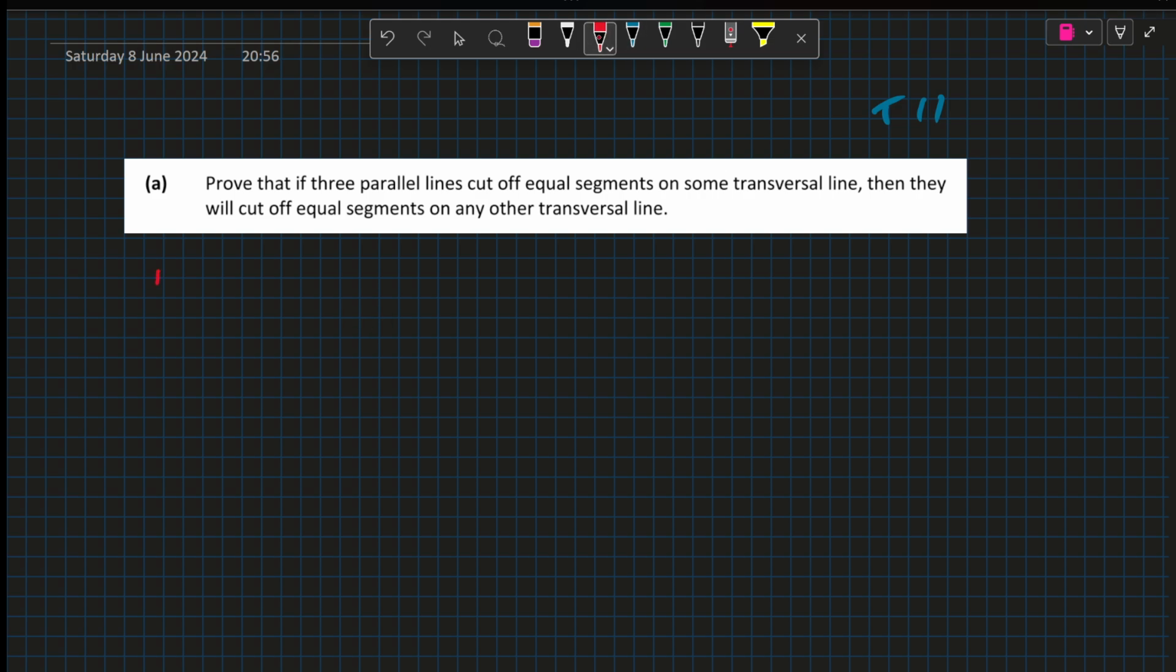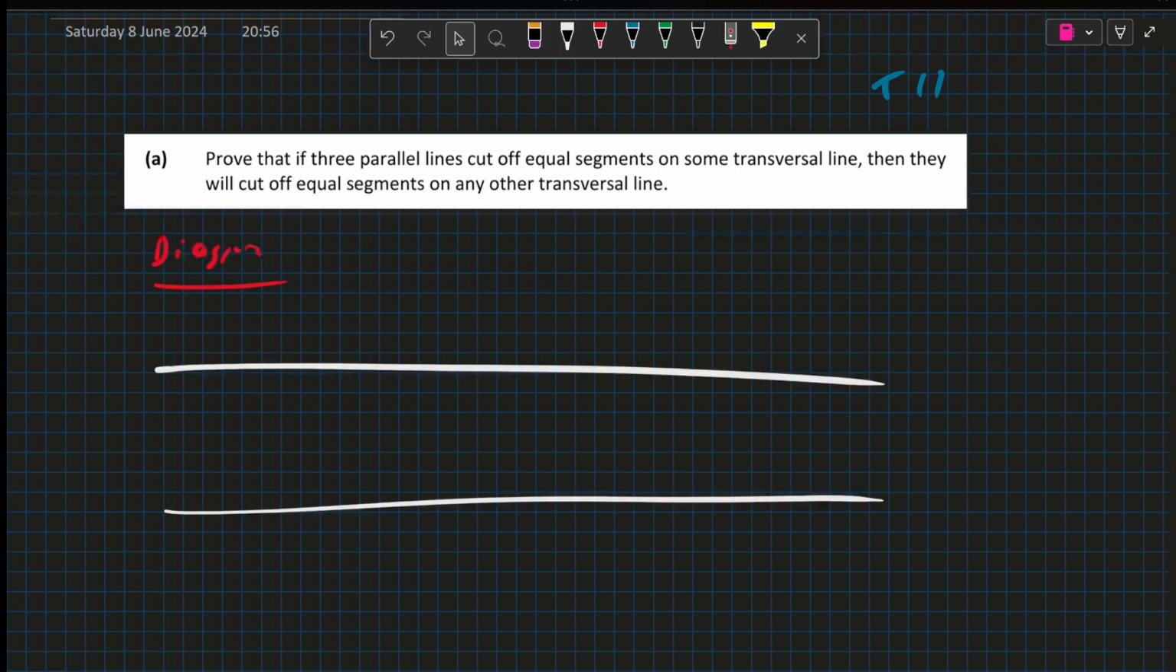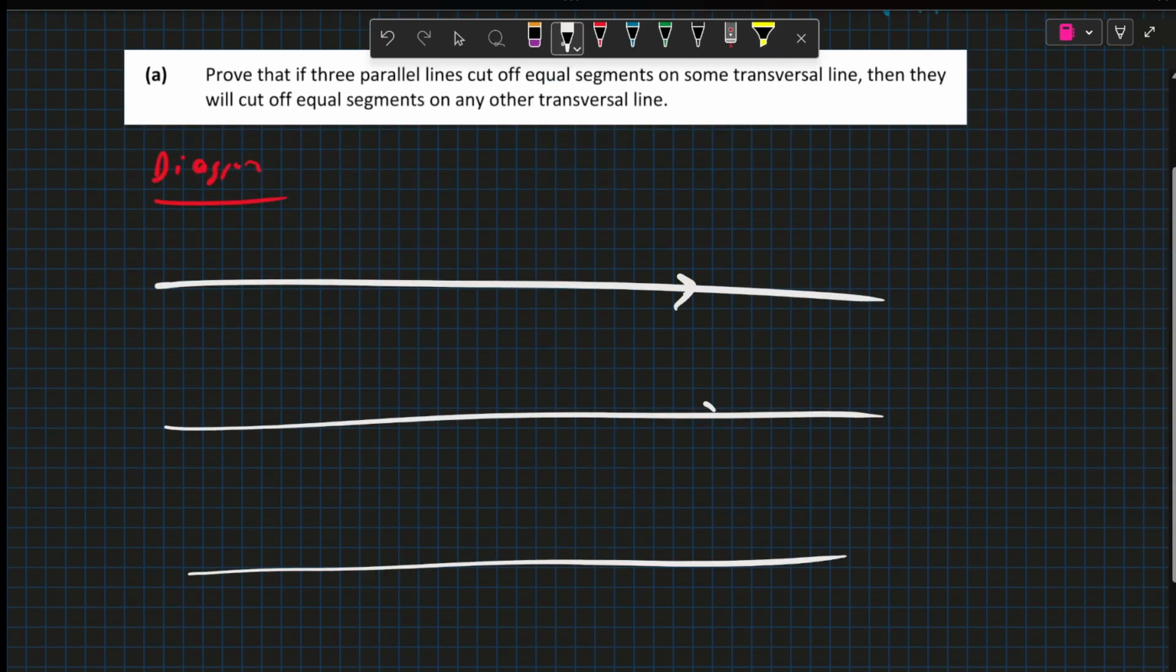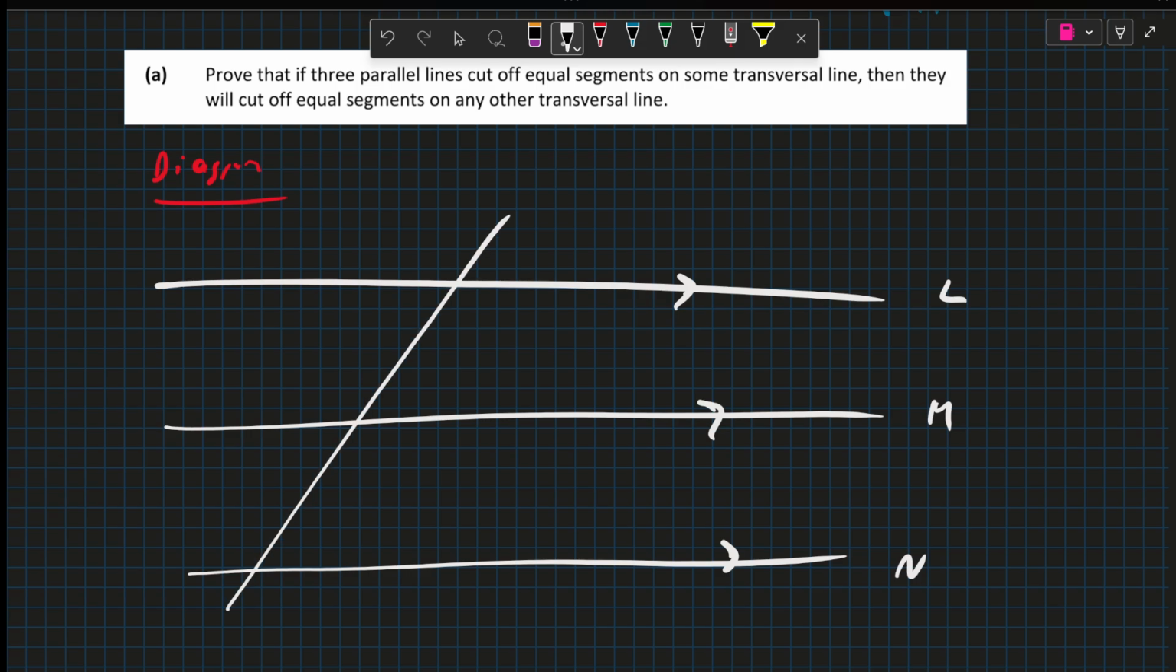So how they work this is that you have to have a diagram. What we're going to do is have three parallel lines. I guess we'll just call them L, M, and N, so L for line. What we're also going to have is two transversals, sort of like this. Normally these transversals are called S and T, and the points where they intersect are A, B, C, and then D, E, F as well.